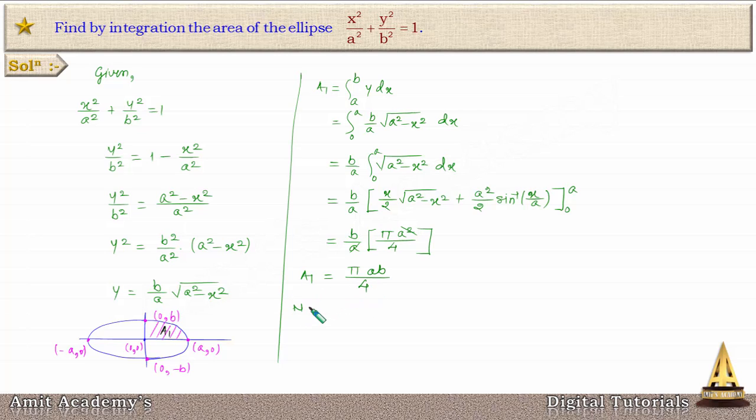And now we can find the total area A. So total area A is equal to 4 into a1, which is 4 into pi a b upon 4. Now this 4 and this 4 will get cancelled. So I'll get A is equal to pi a b square units. And this is the final answer.